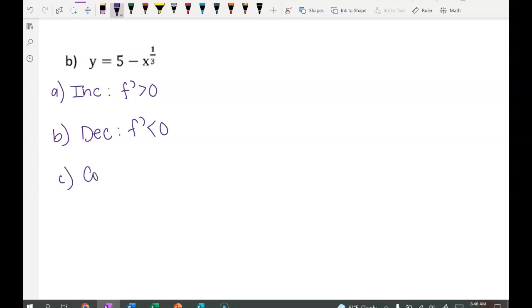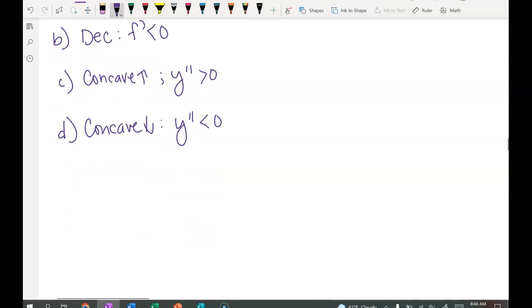C, it wants us to find concavity. So concave up, that's when the double derivative, guys, is bigger than 0. Then concave down is going to be second derivative less than 0. And it wants us to find the extreme values. So that's going to be letter E.